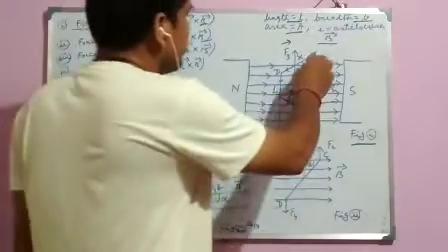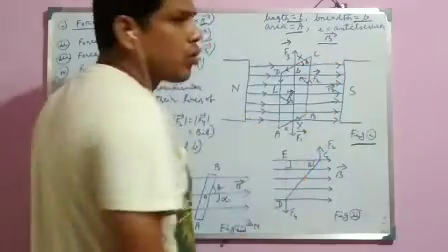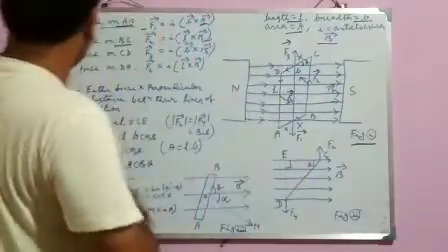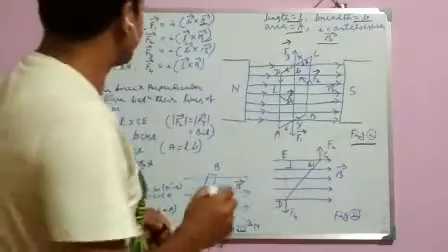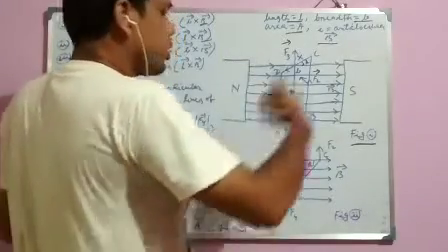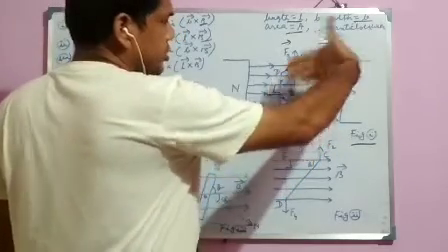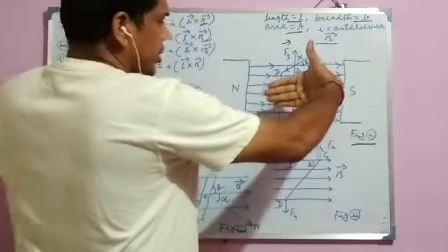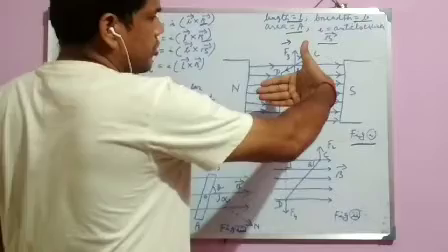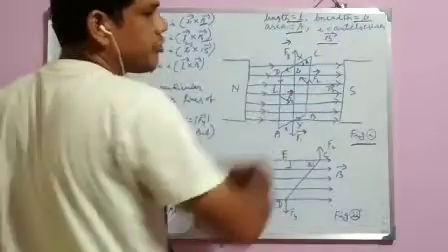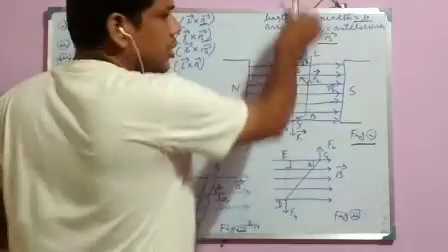Now we have to find the force experienced by the CD conductor, whose length is b. The force on CD is denoted by vector F3. Again we apply the right hand thumb rule. The current is along the direction C to D and the magnetic field is along this direction. Applying the right hand thumb rule gives the direction of the force F3, which is vertically along this direction.